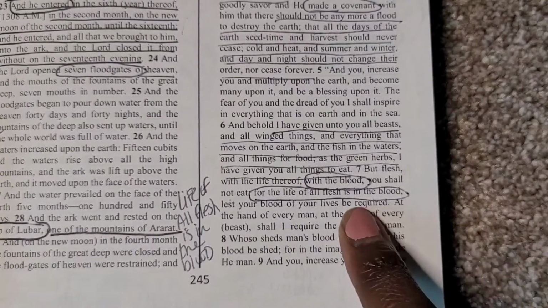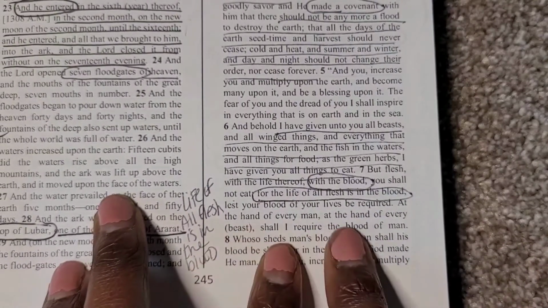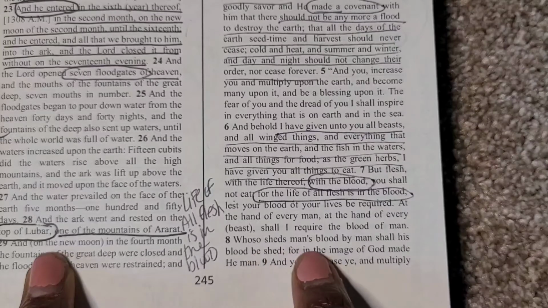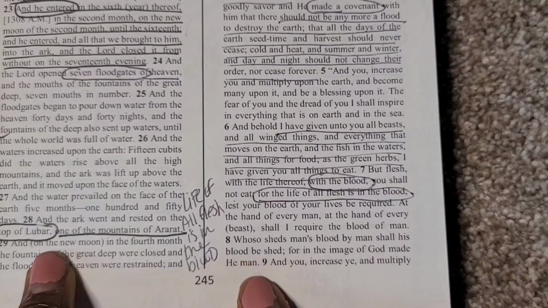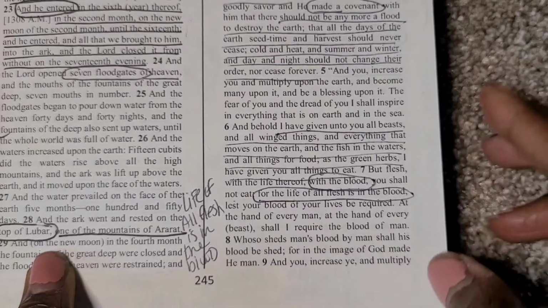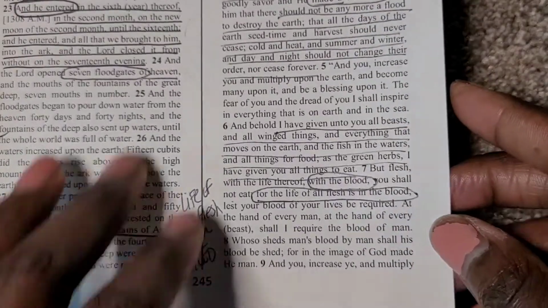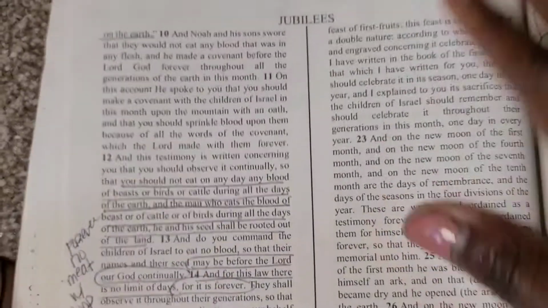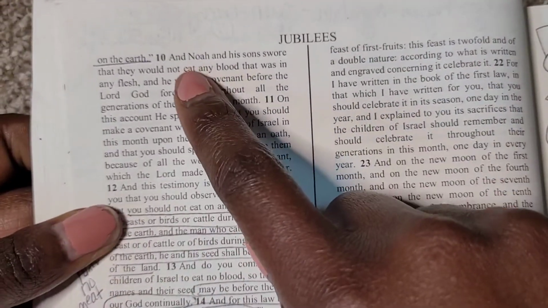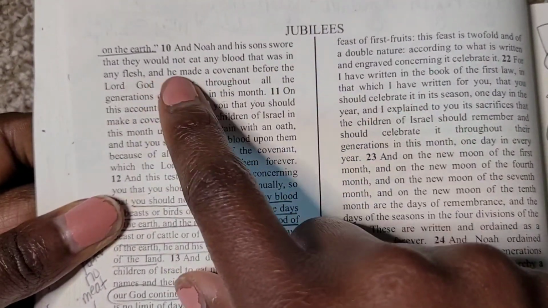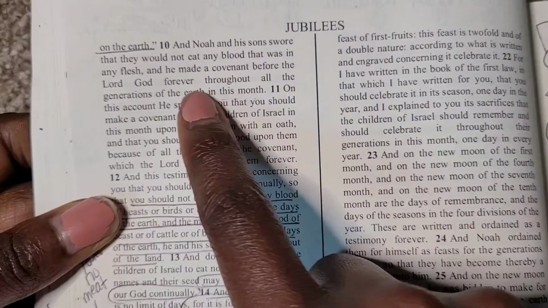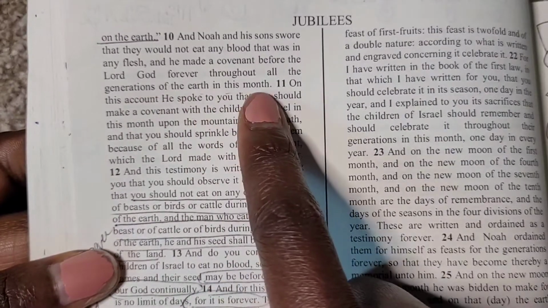And at the hand of every man, at the hand of every beast shall I require the blood of a man. Whoso sheds man's blood, by man shall his blood be shed. For in the image of God, man is made. And you, increase and multiply on the earth. And Noah and his sons swore that they would not eat any blood that was in any flesh. And he made a covenant before the Lord God forever throughout all the generations of the earth in this month.